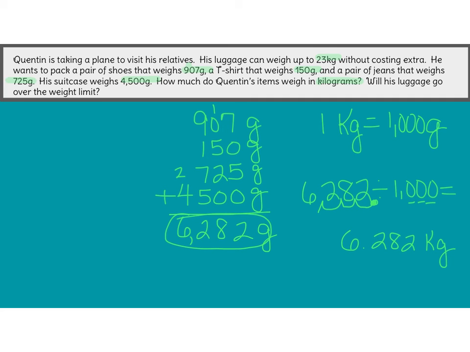So the answer to the first question, how much do Quentin's items weigh in kilograms, would be the 6 and 282 thousandths kilograms. The second question is asking, will his luggage go over the weight limit? Well, the beginning of this told me that his luggage can weigh up to 23 kilograms. He's not even close to 23 kilograms, is he? So the answer to that question would be no. It does not go over.